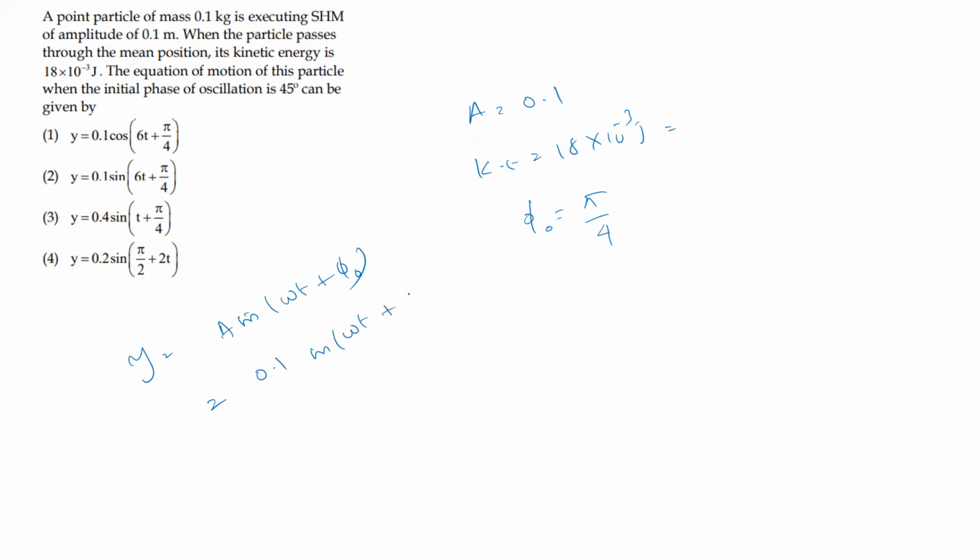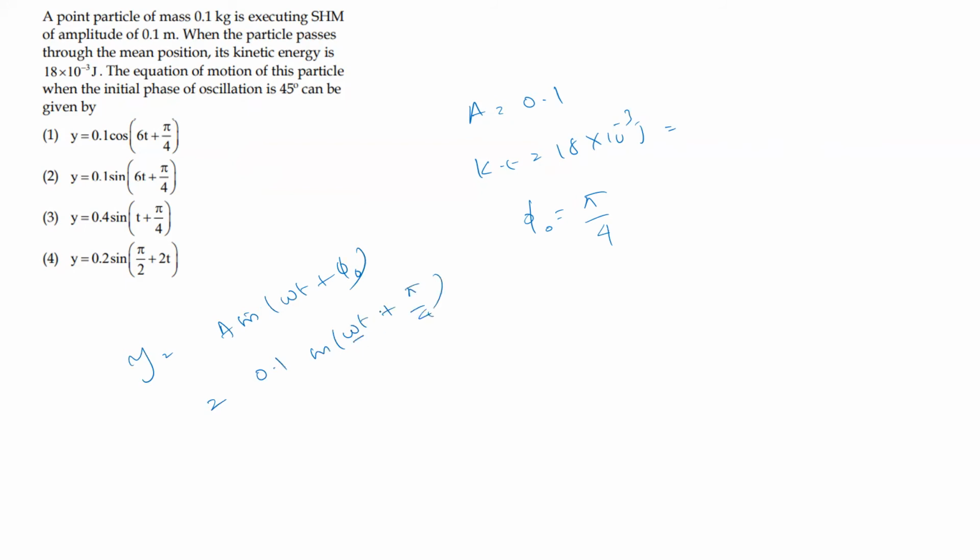And next, a particle of mass 0.1 kg is executing SHM, the amplitude is given. A is equal to 0.1. Kinetic energy is given. KE is equal to 18 into 10 power minus 3 joules. So K is given. Next, what did they give? Initial phase phi naught is 45 degrees, which means pi by 4. So they're asking for the equation. Standard equation is y is equal to A sine omega t plus phi naught. So A is already given, sine omega t plus pi by 4.